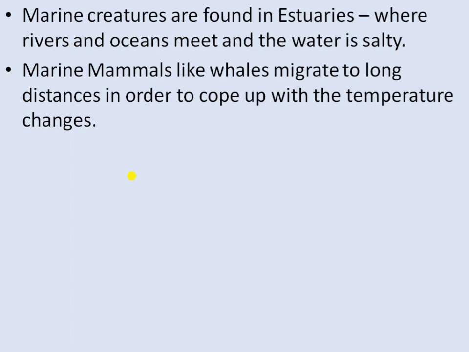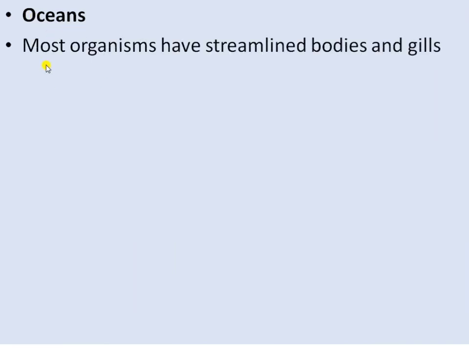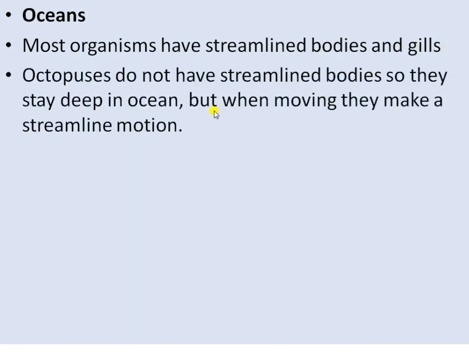Firstly, if we talk about the plants, the roots of aquatic plants are either absent or very poorly developed, because water is easily available to them. Next is about the ocean. Most organisms have streamlined bodies and animals have gills. These are the adaptations in the ocean.